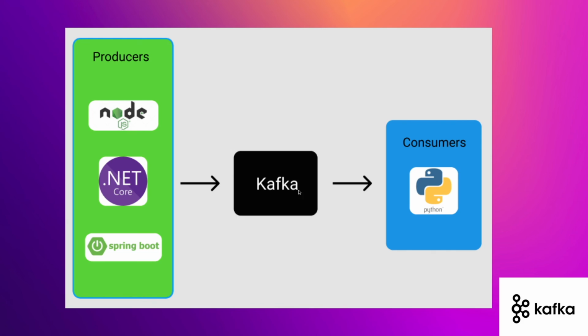Once this data is stored by Kafka, it can then be consumed by one consumer or many consumers. In this example, we have one single Python application that's doing something, for example machine learning, and it's taking in information from multiple different producers, so multiple different applications, to try and produce some useful information.